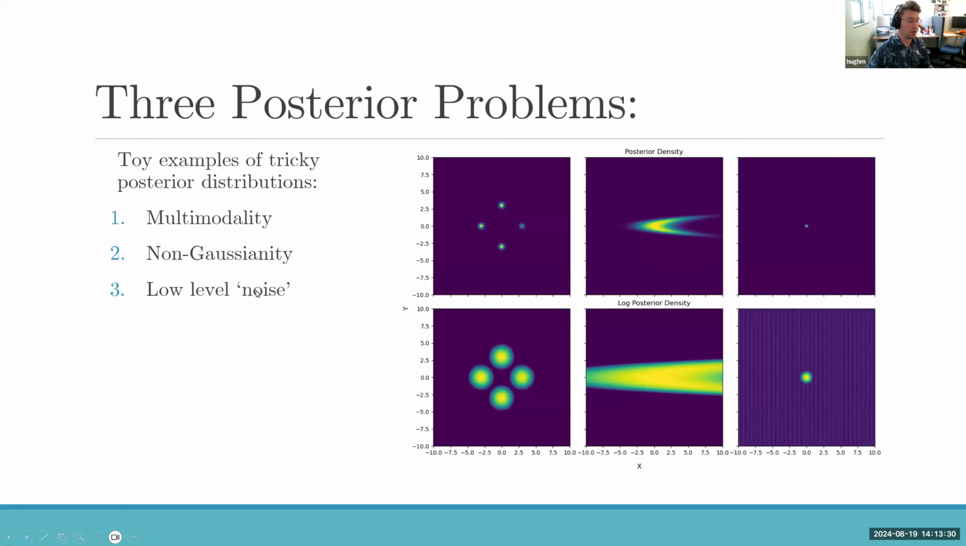So to test how well these work, aside from high dimensions, which are hard to give good examples for, there are three ways that you might break a sampler. A multimodal distribution, a highly non-Gaussian distribution, or one that looks pretty clean in the likelihood distribution, but in the log likelihood, it's got this sort of noise down here.